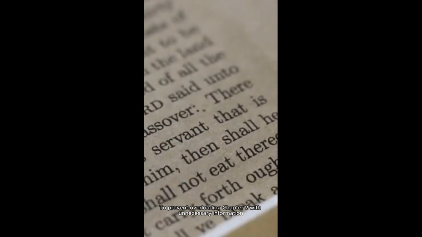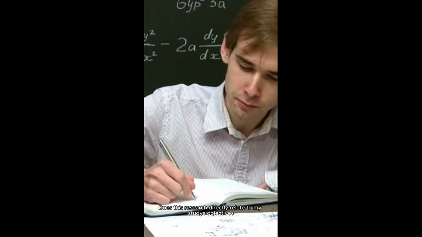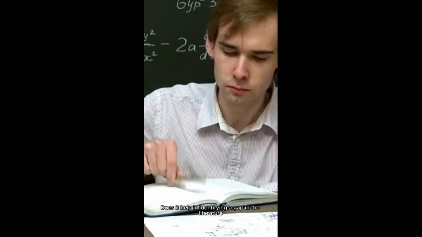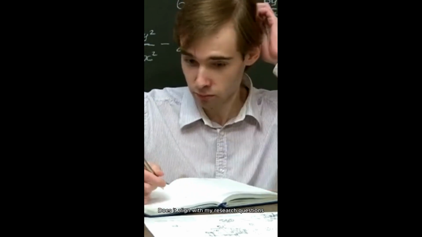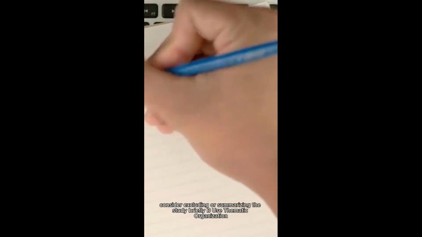3. Strategies for staying focused on relevance to prevent overloading Chapter 2 with unnecessary information. Follow these effective strategies. A. Establish clear inclusion criteria before adding a study. Ask, does this research directly relate to my study's objectives? Does it help in identifying a gap in the literature? Does it align with my research questions? If the answer is no, consider excluding or summarizing the study briefly.